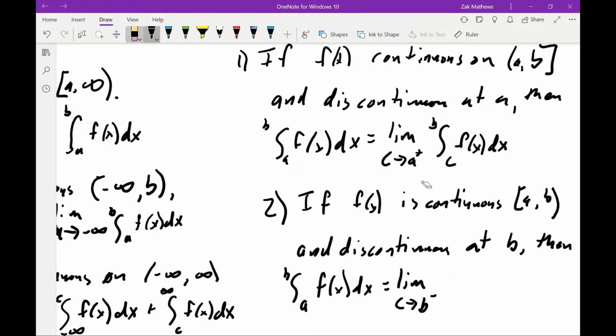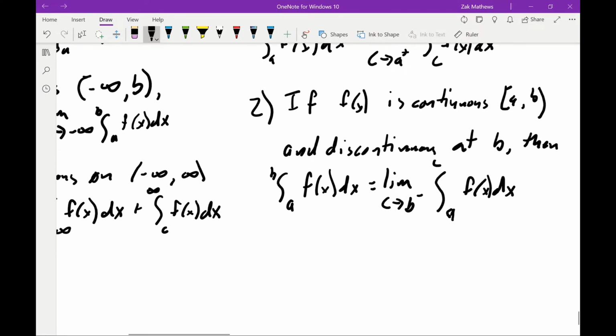Then we're going to take our integral from a to c of f of x dx. We're letting this variable replace the problem, right? Doesn't matter if that problem is infinity or if it's giving us a discontinuity. We're using this letter placeholder to represent that problem, and we're going to take the limit as we get close to that problem.